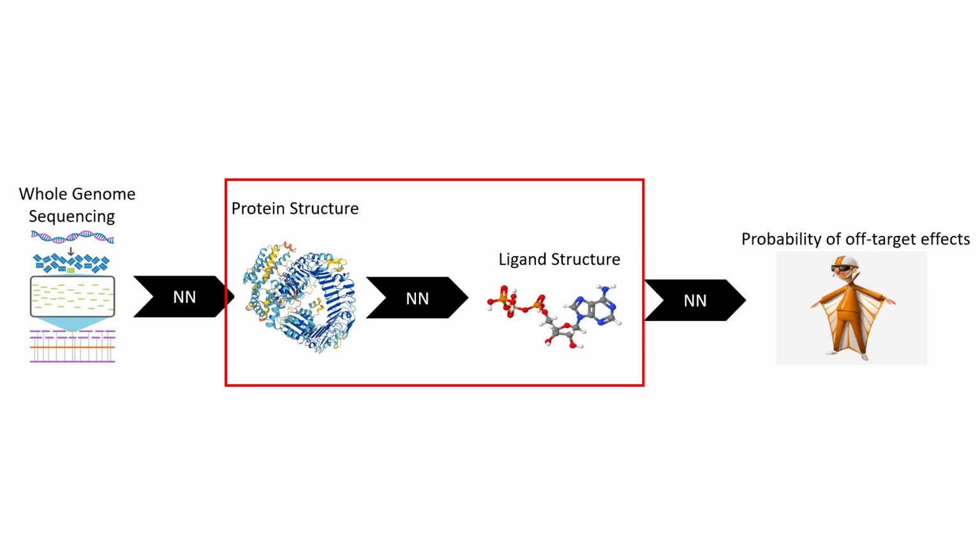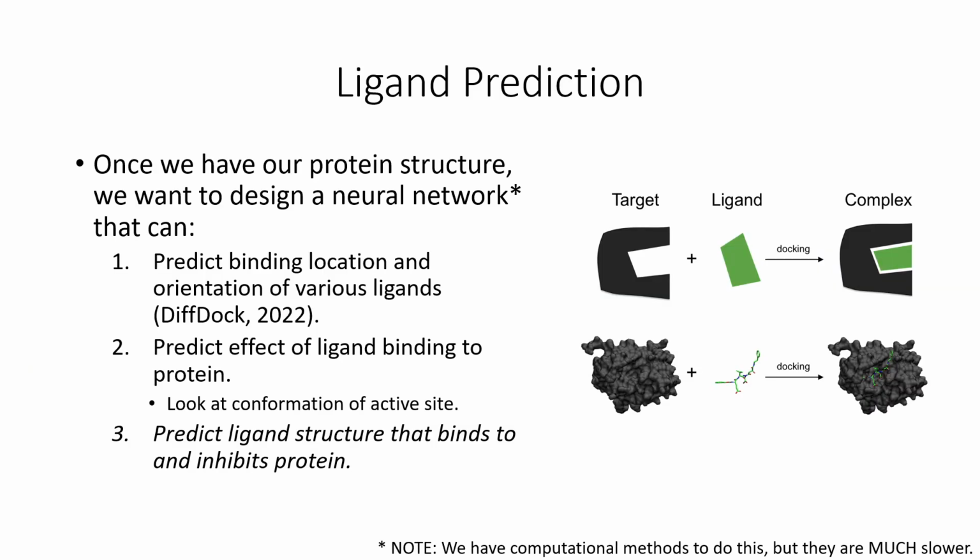Now that we have a protein structure, we're going to look at the next step, which involves the use of a machine learning model that takes a protein structure as input and predicts molecules that can bind to it and inhibit them, known as ligands. Now, once we have our predicted protein structure, we want to design a model that can do a couple of different things. For one, we want to predict whether a given molecule will bind to a given protein. And just this year, in 2022, a group of researchers developed a machine learning model known as DiffDock, which can accurately predict the binding location and orientation of a ligand on a protein.